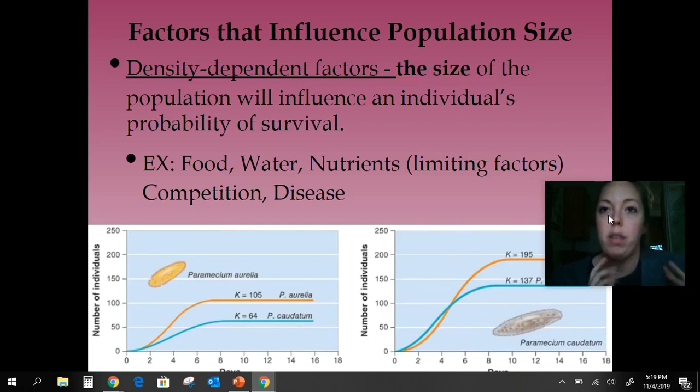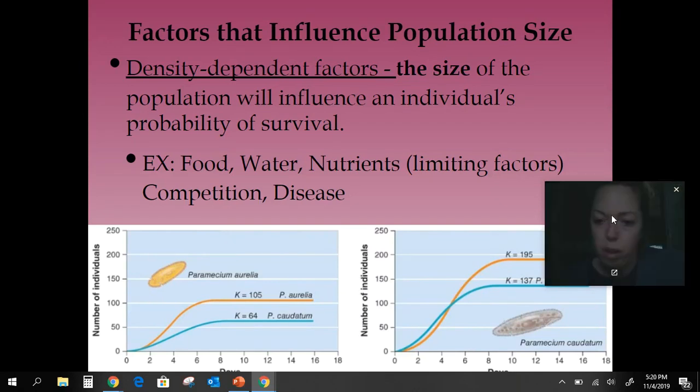So the amount of available food, for example, is a density dependent factor, right? Because the smaller population requires less total food, food scarcity will have a greater negative effect on the survival and reproduction of individuals in a large population than in a small population, okay?